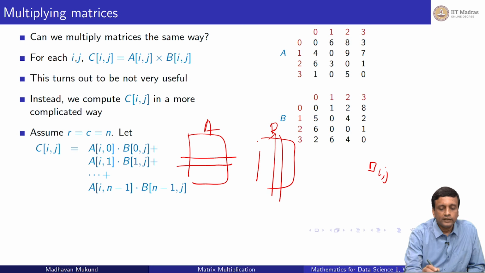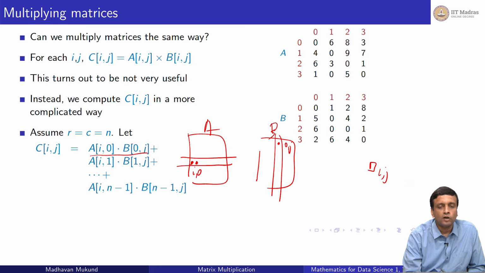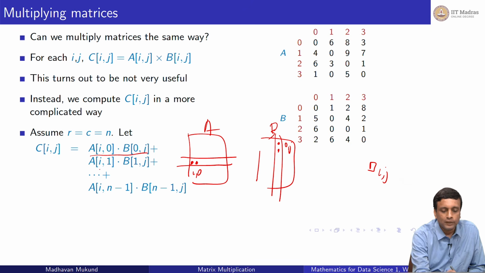So I look at the first entry here. What is the first entry here? It is i comma 0, and I look at the first entry there. What is the first entry there? It is row 0 column j. So I multiply those two numbers. Now I move to the right and I look at the next number here, that is i comma 1, and I look at the next number in that column, that is 1 comma j, and I multiply those two numbers.